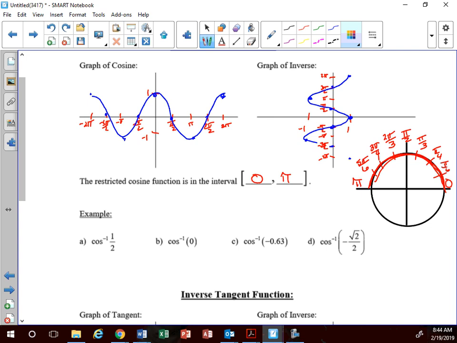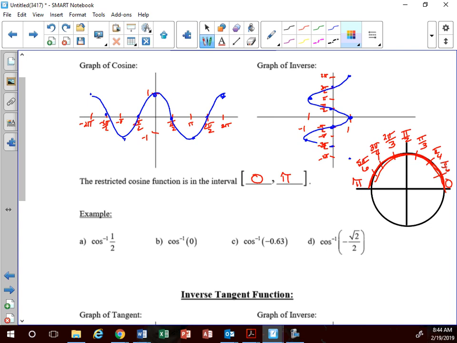In the first quadrant, cosine's positive. What happens in the second quadrant? Cosine's negative, right? Okay, because it's your x values. That's why we're picking first and second quadrant values, because we need to make sure we've got positive and negative options.